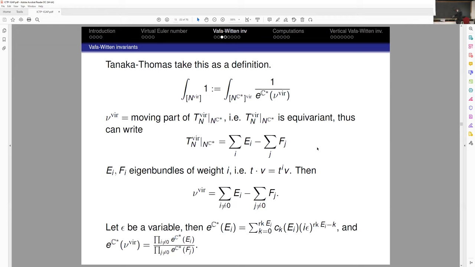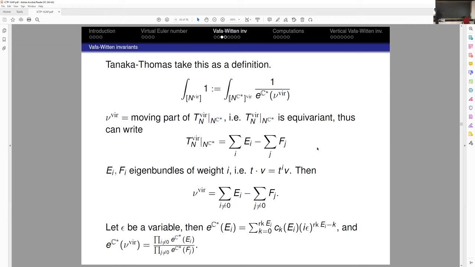For a moment, we'll just see this as a formal expression. And then the equivariant virtual Euler class is this quotient of products. So you multiply the Euler class of the E_i by the product of the Euler classes of the N. Okay, so this is the answer.